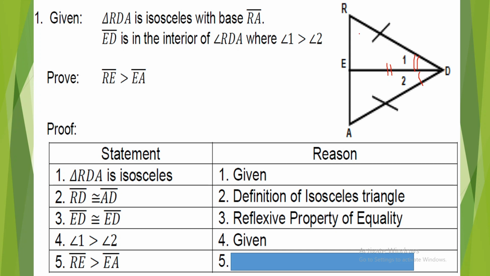So if you're going to observe, segment RE and segment EA are the opposite sides of angle 1 and angle 2 respectively. So that means that statement can be proven by the hinge theorem.